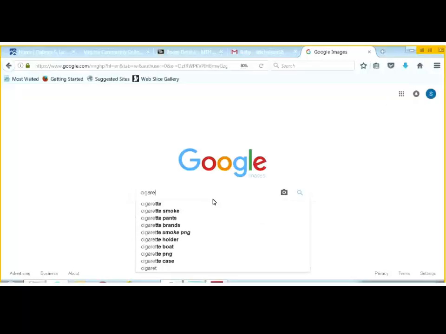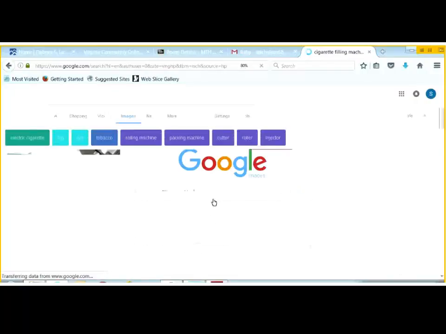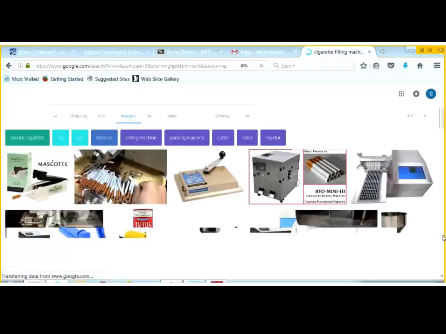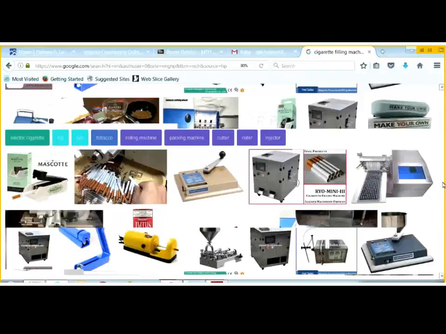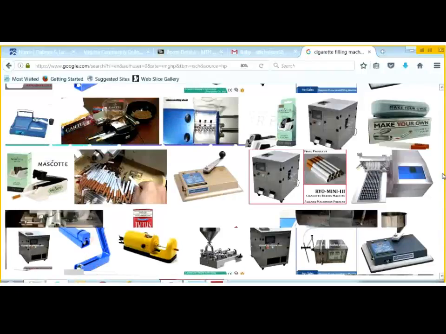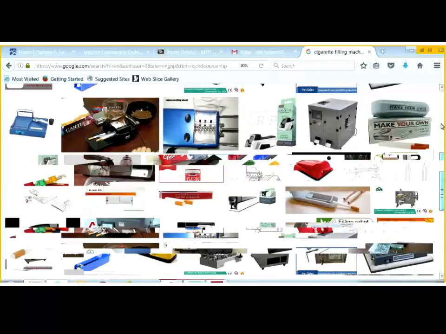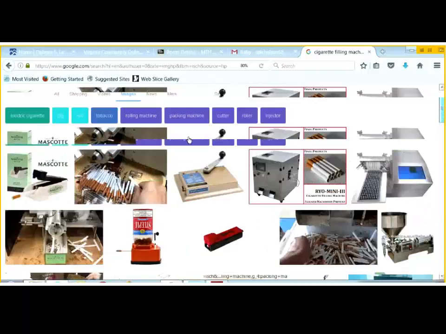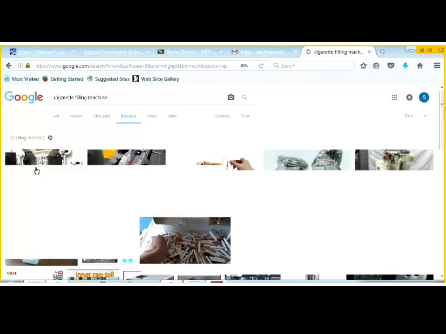So let's just show you this. Cigarette filling machines. Okay. So those, they don't even have them, they probably don't show pictures of them because they're so proprietary, right? Yeah, so they don't show them because it's all proprietary as far as how they work. Here's one.